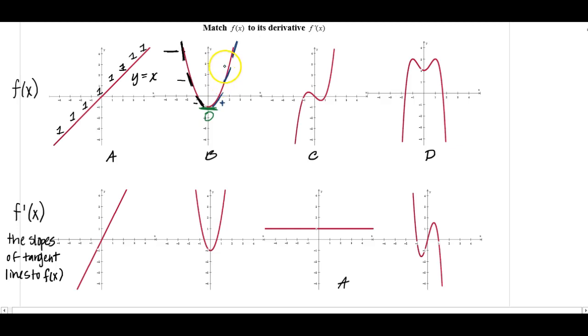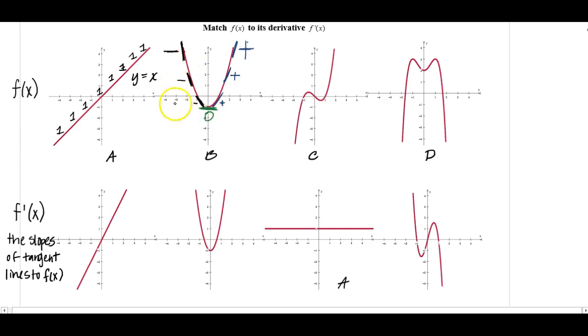Maybe I'd have to go up 3 and then over 1. So this is a little bit bigger and positive, and this one's definitely bigger. So it's definitely steeper, so I'm going to draw an even bigger plus sign. And so now what I want to try to do is match up to one of the graphs on the bottom row, given that I know the signs of the slopes.